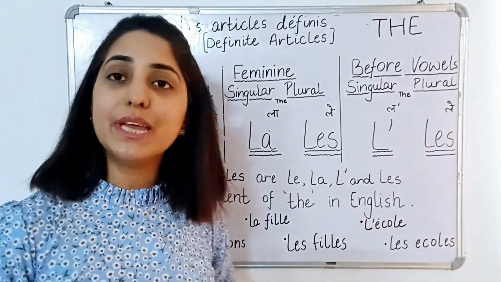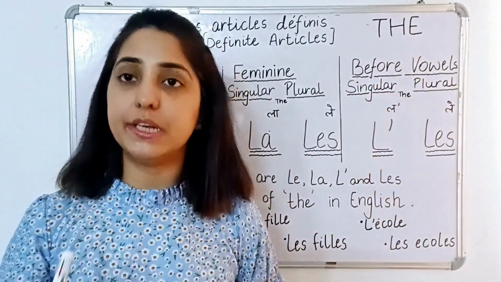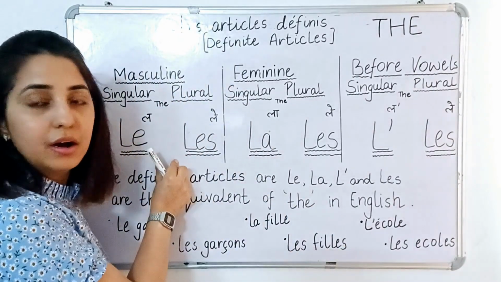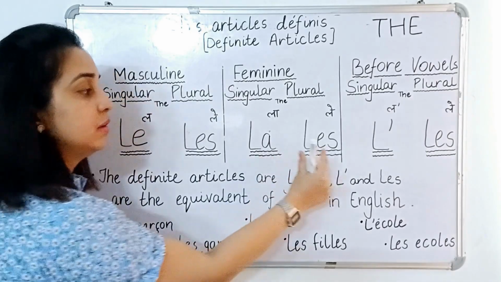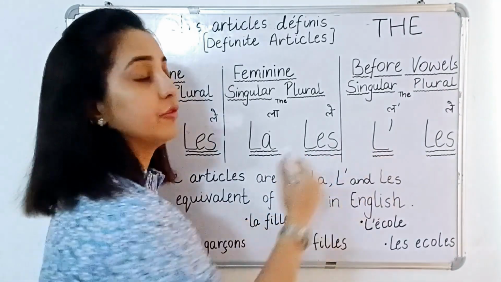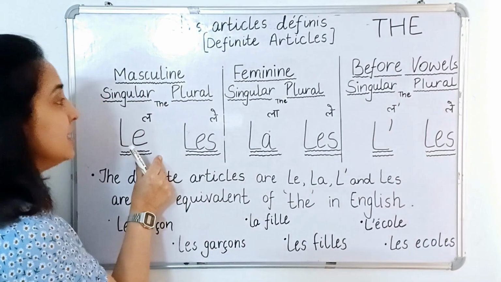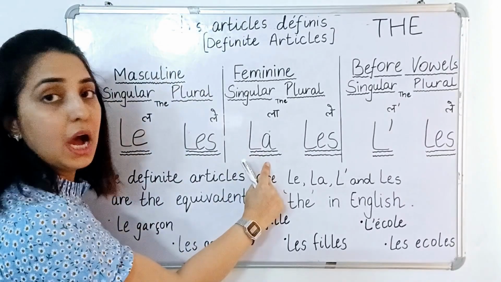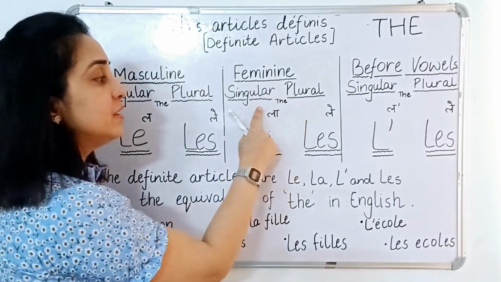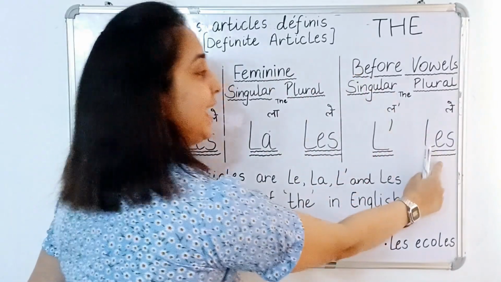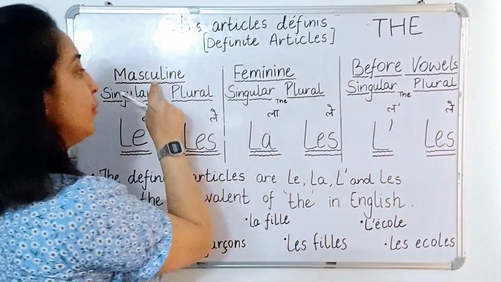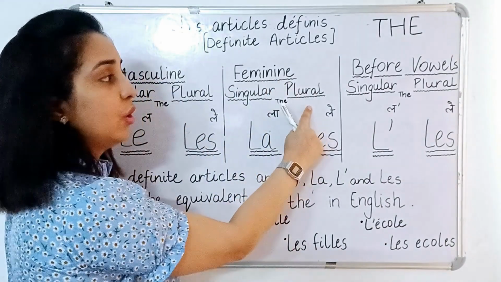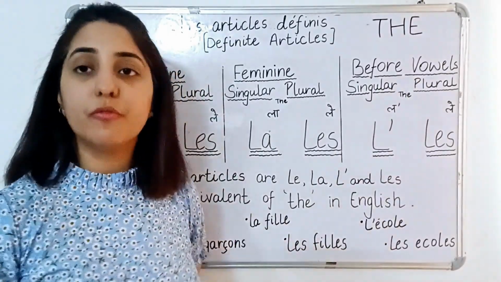In English we have only "the" as our definite article, but in French we have le, la, les, l'apostrophe. Le is used for masculine singular. La is used for feminine singular. Les is used for plural, whether it is masculine plural, feminine plural, or the word is starting with a vowel.